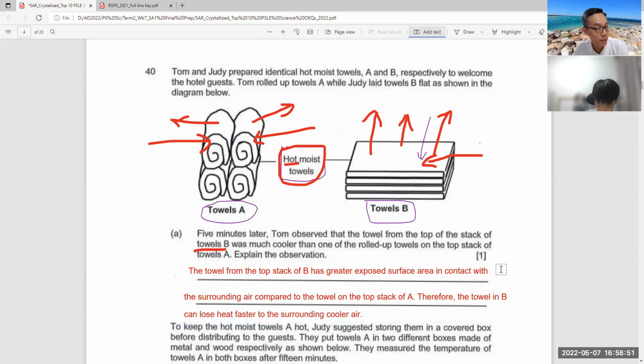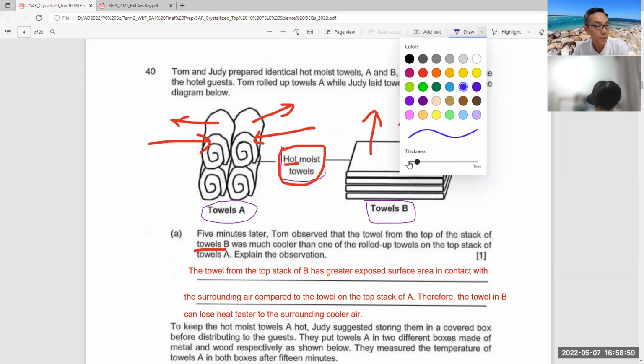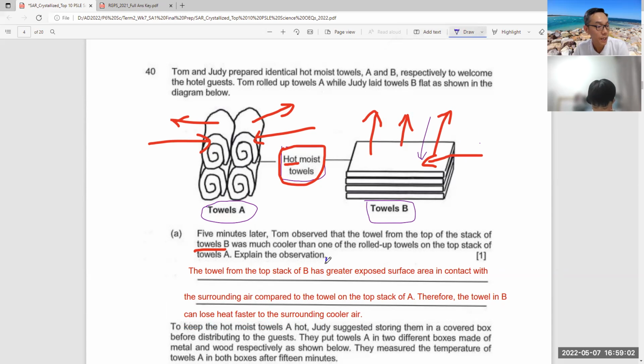So I repeat, you say that the tower from the top stack of B has greater exposed surface area. So what the examiner looks for are these keywords here. This one has greater exposed surface area. When you talk about exposed surface area, we must talk about in contact with what? So in contact with the surrounding air, compared to the tower on the top stack of A. So therefore, the tower in B can lose heat faster to the surrounding cooler air. Okay, so this is 1 mark.